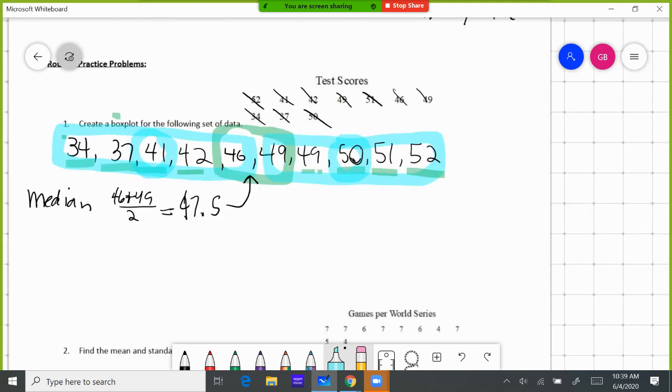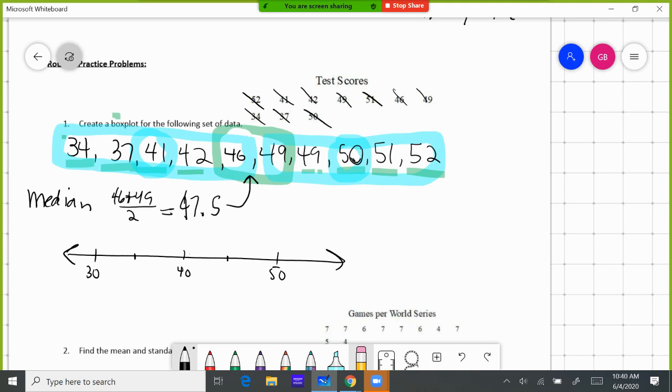Okay. So let's build a number line from 34 to 52. So let me say this is 30, this is 40, this is 50. And then we're just going to approximate. This will be 35 and this will be 45 if you want to get a little bit more detail.